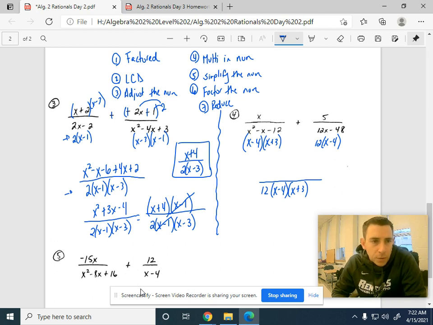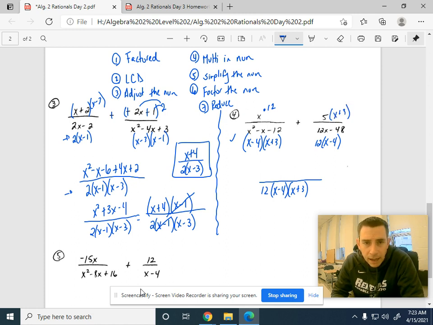All right, the next part is we'll figure out what's missing. How do we adjust the numerator? What do we have to multiply the numerator by? So compare denominators. Compare this one here and what you just formed. The difference is 12, right? So we're going to have to multiply x by 12. Over here, the difference is x plus 3. It's missing x plus 3, so we're going to have to multiply 5 by x plus 3.